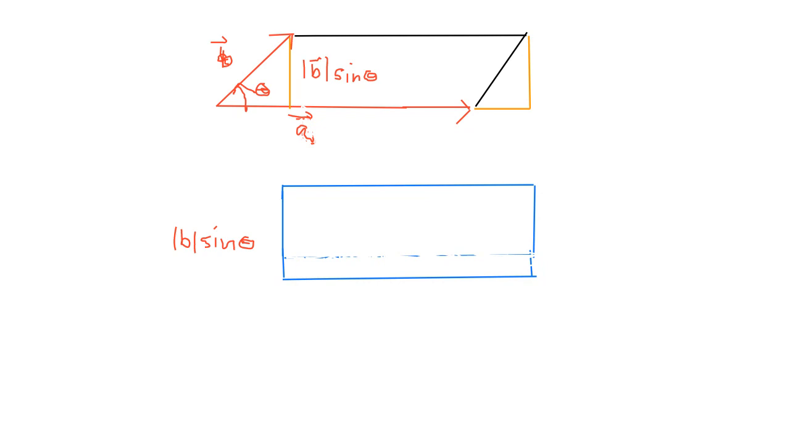Now, what's this length equal to? The magnitude of A, vector A? That's right. And so the area of the rectangle is equal to the length of A, base, times height. The height is the magnitude of B times the sine of theta.